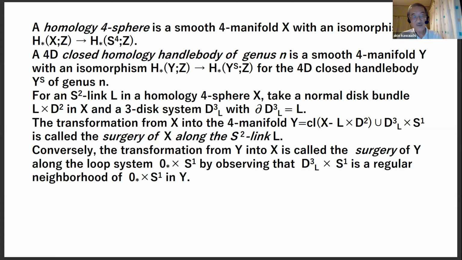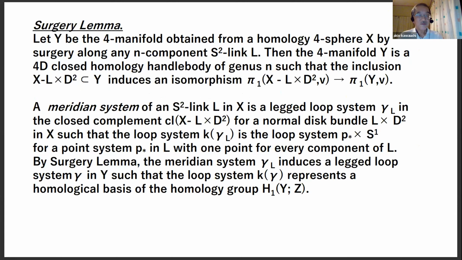Conversely, the transformation from Y into X is called the surgery of Y along the loop system L star cross S1, by observing that D3L cross S1 is a regular neighborhood of L star cross S1 in Y. Surgery lemma: let Y be the 4-manifold obtained from a homology 4-sphere X by surgery along any S2 link L. Then the 4-manifold Y is a 4-dimensional closed homology handlebody of genus N, such that the inclusion of X minus L cross D2 into Y induces an isomorphism on the fundamental group. This is just a general position argument.